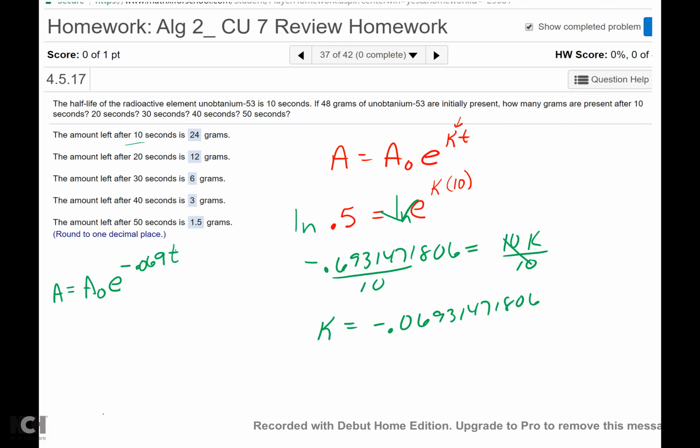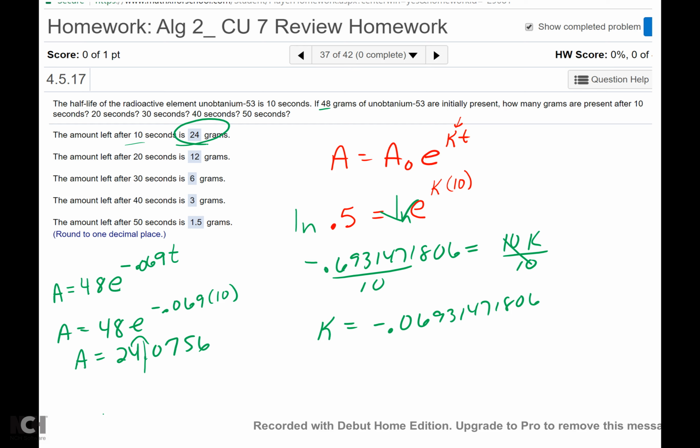So here we go. It says if 48 grams are initially present. I was going to say we have too many unknowns. So we have 48 grams initially present. All right. How much is going to be left after 10 seconds? So they want me to change t to 10. So 48e to the negative 0.069 times 10. So type it 48e caret parentheses negative 0.069 times 10, and I get 24.0756, and to the nearest gram would be 24.